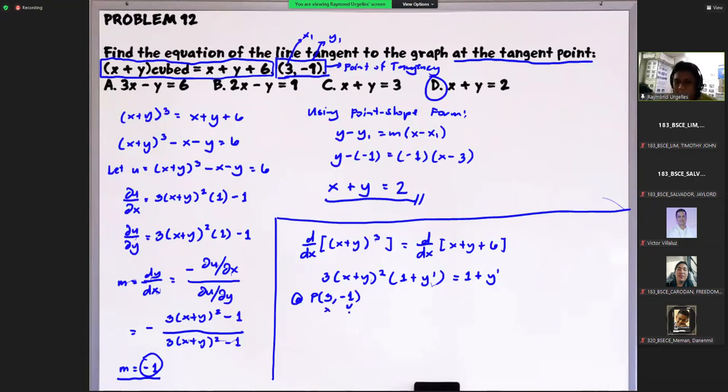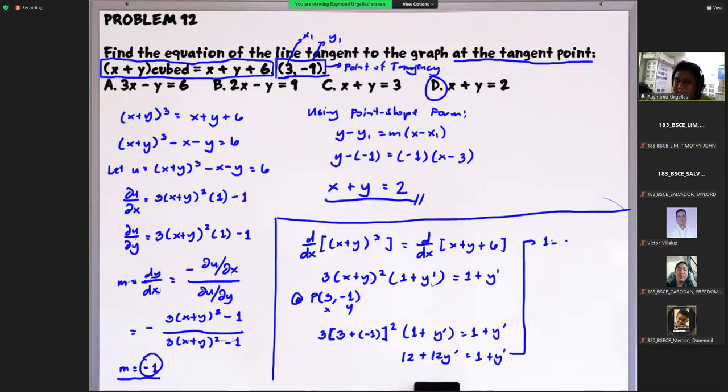Diba? So ito yung x, ito yung y, so substitute lang natin, so 3 times 3 plus negative 1. Okay? So this quantity squared multiplied by 1 plus y prime is equal to 1 plus y prime. No? So we have 3 plus negative 1 is 2. So then 2 squared is 4. 4 times 3 is 12. Times 1 is 12. Times y prime is 12 y prime. So this is equal to 1 plus y prime. Diba? So then, 12 y prime minus y prime is 11 y prime. So then 1 minus 12 is negative 11. So therefore y prime is equal to negative 1.